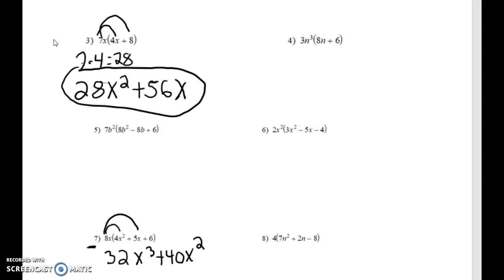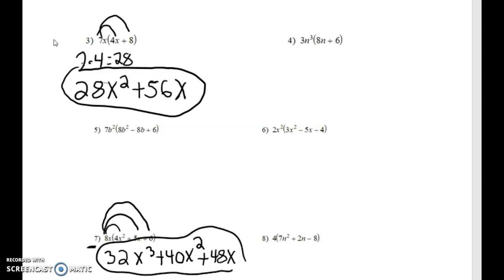Then we're going to have one more: 8x times the constant 6. So 8 times 6 is 48. And then we have the x. You notice when we're multiplying, we do not need to have like terms. The only thing you have to remember when you're multiplying is to do the power rules. And if it has the same power, you add them.